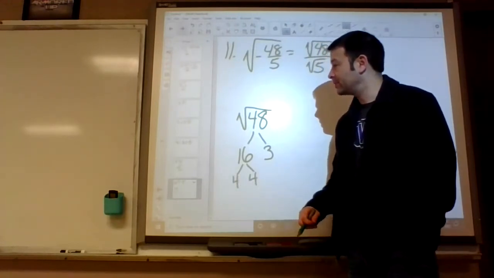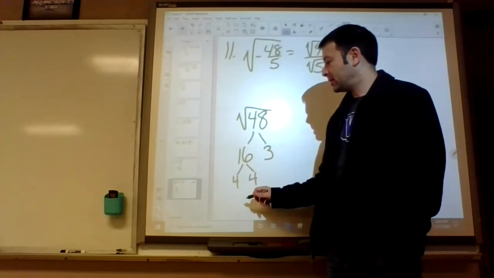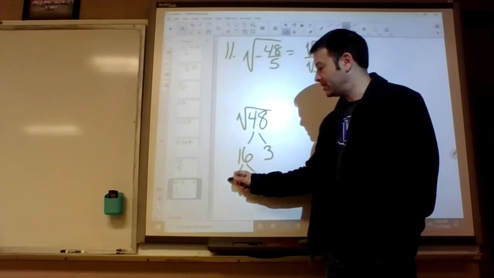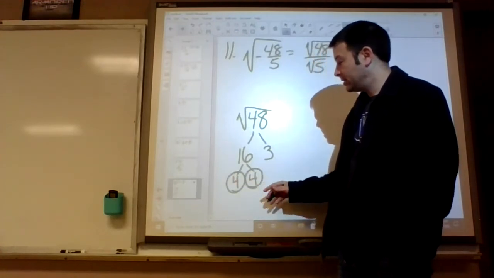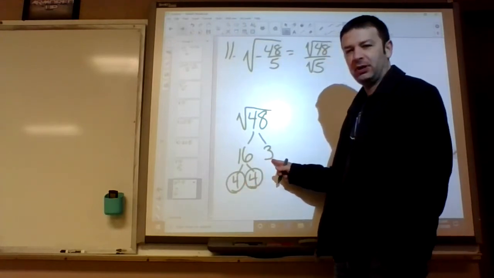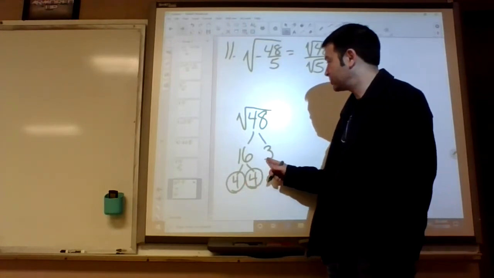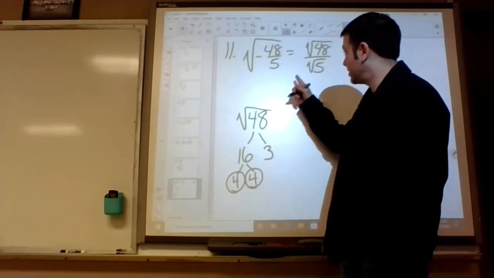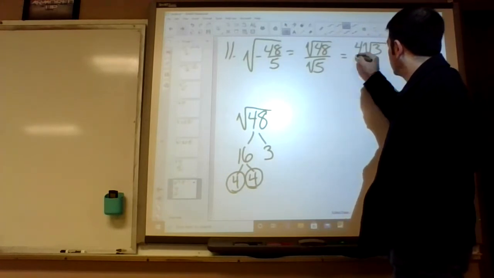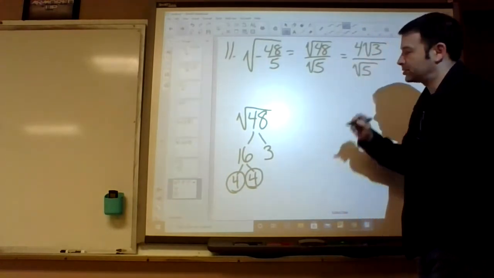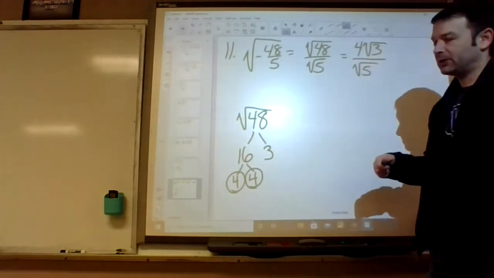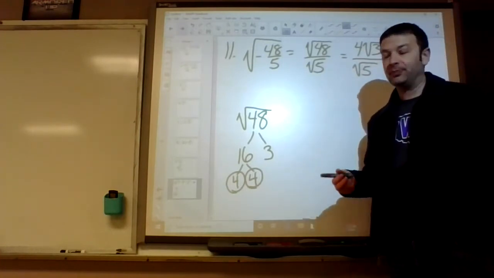16 is 4 times 4. I could break down the 4's again, but I'm not going to. Since they're already a double, I'm going to stop there. So this is going to be 4 square root of 3. Okay, 4 square root of 3. That's just for the top up here. The bottom is still square root of 5. And we can't leave square root of 5 on the bottom. So what I'm going to do, just like before, I'm going to multiply top and bottom by square root of 5.